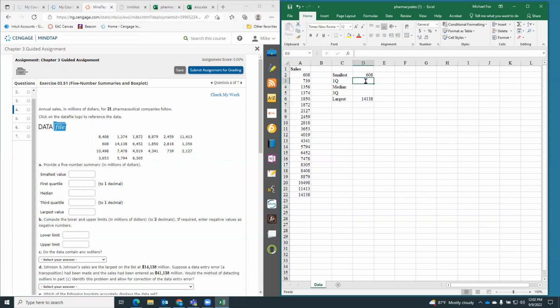To find the first quartile, we'll do equals QUARTILE.EXC. For array, we'll highlight the data set, and then 1 for the first quartile. To find our third quartile, equals QUARTILE.EXC.